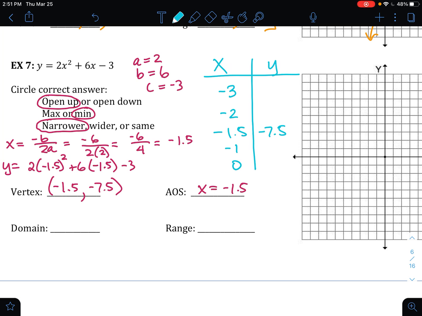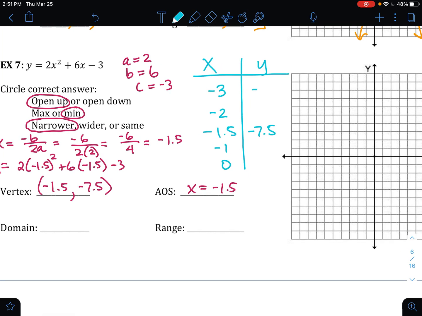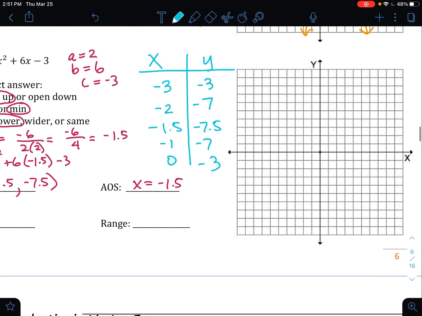All right, so I want you to pause the video and plug those numbers in, and then I'm just going to work through the rest and wrap this video up. All right, so you should have gotten these numbers here. And so when I graph it, let me go ahead and graph this real quick. All right, so it's opening up like this.